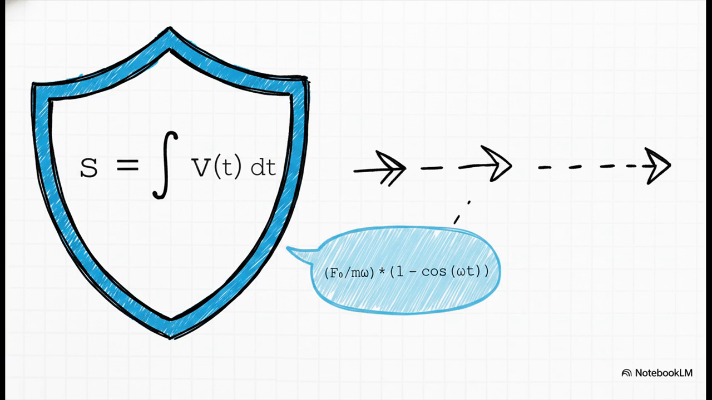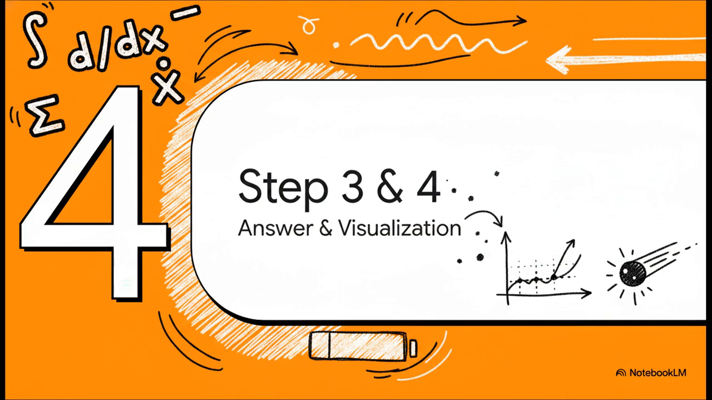The distance, s, is simply the integral of that velocity function we worked so hard to find. So let's solve this thing and get our final answer. We've done all the heavy lifting with the calculus and the conceptual checks. Now it's time for the payoff. Let's look at the result of that final integral. And more importantly, let's figure out the story it tells us about how this particle is actually moving.